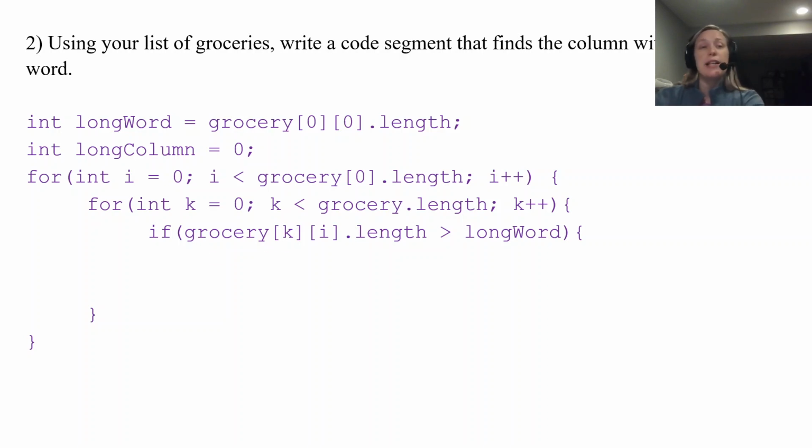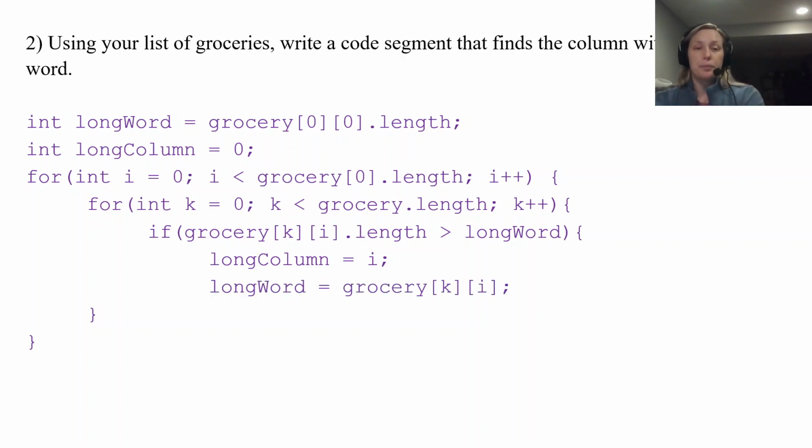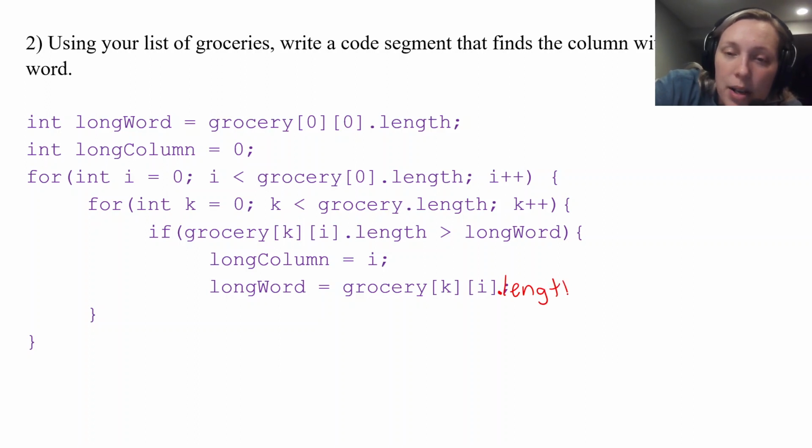So if it is, two things have to happen. My long column is going to be equal to I. So that's how I keep track of the longest column throughout all of this, is I change it to I, the column I'm currently at when I find my long word. And then I also need to change long word, and I realized I made a mistake a little bit earlier, but I didn't change this, I'm sorry. Because I'm using long word to store that length, I take the current element and that becomes my length. Okay. So I'm sorry, I didn't change that before, but there it is, that length.